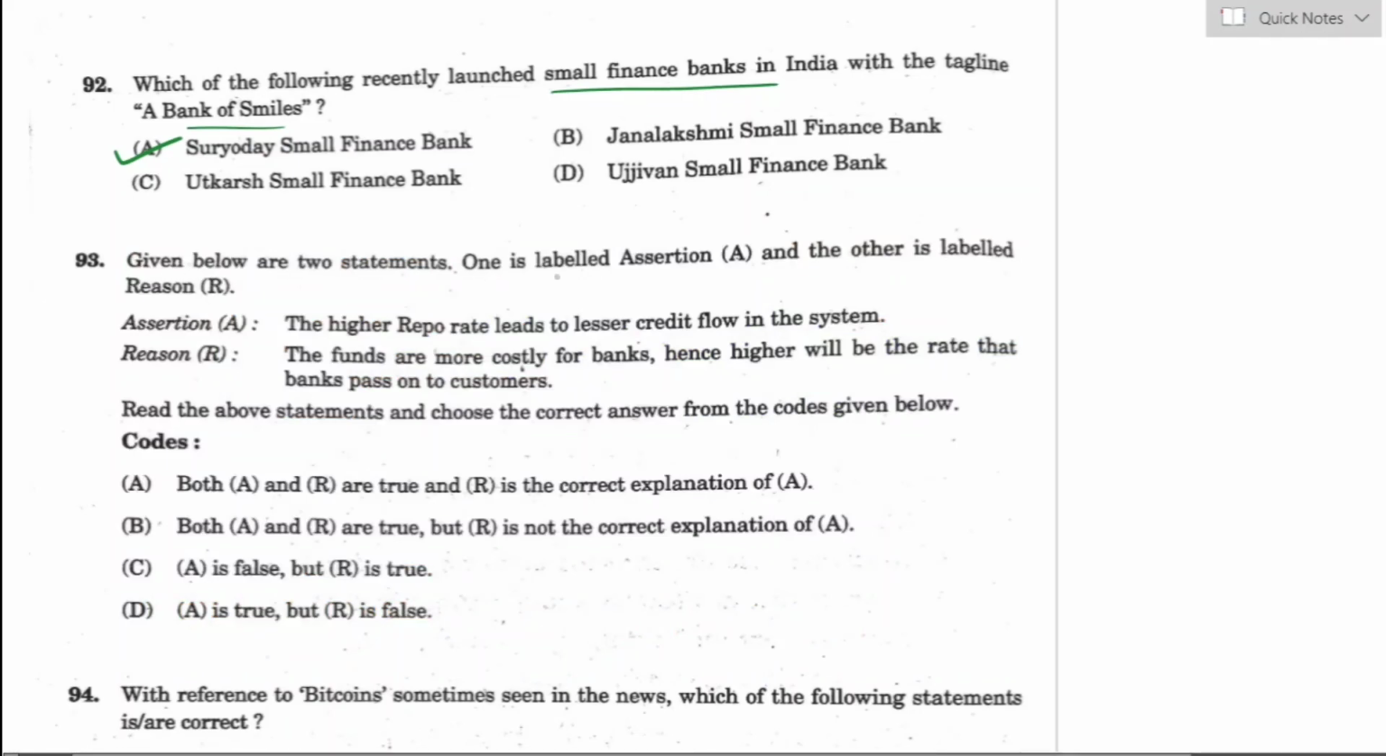Question number 93. Given below are two statements. One is labeled as assertion and the other is labeled as reason. Assertion: a higher repo rate leads to lesser credit flow in the system.